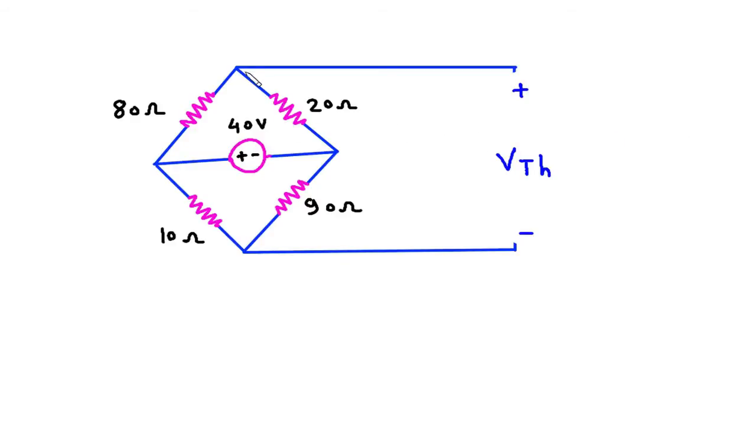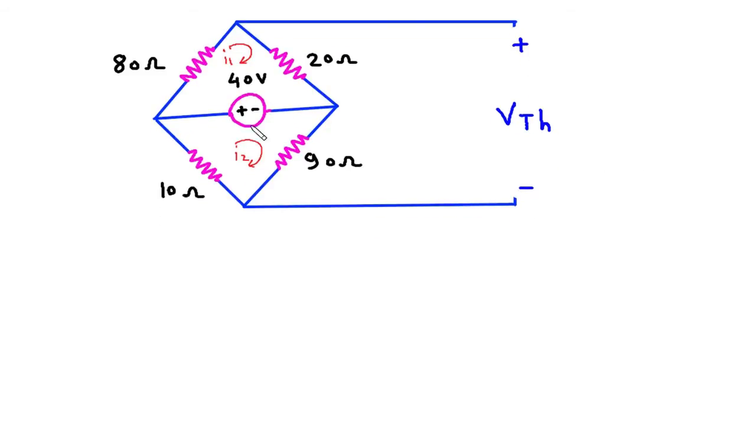Now to find VTH, let's assume this is loop number 1 with current I1 and this is loop number 2 with current I2. So we will use mesh analysis here. Apply KVL to mesh number 1. At mesh number 1, this will be positive, this will be negative. Here this will be positive, this will be negative. We will start from here.